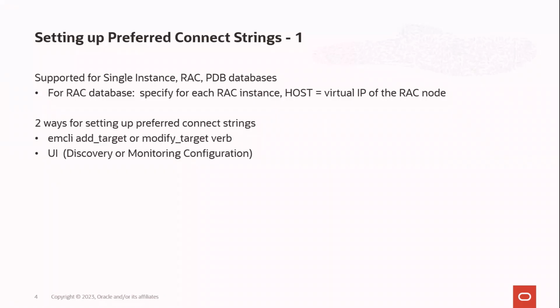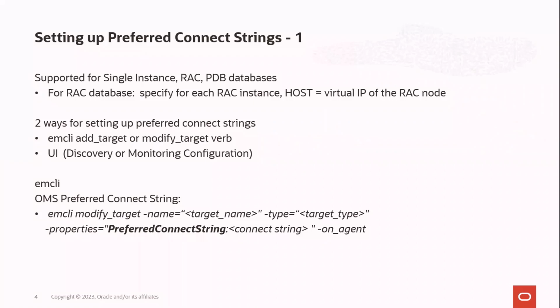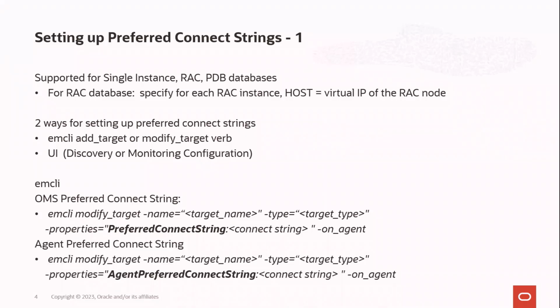There are two ways to set up preferred connect strings. One is by using EMCLI add target or modify target verb. The second is by using the UI, either the discovery UI or monitoring configuration UI. When using EMCLI, use a properties parameter with the property name of preferred connect string for the OMS preferred connect string or property name of agent preferred connect string for the agent preferred connect string. The connect string value for that property is a fully qualified connect string I mentioned earlier.